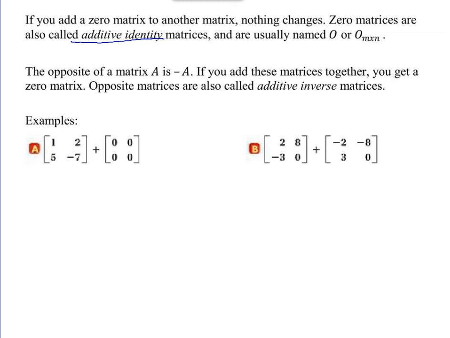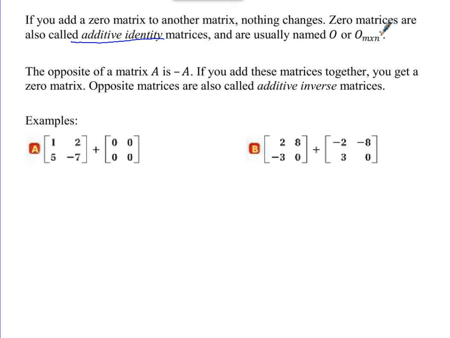Additive identity matrices, zero matrices, are usually named O, the letter O. The letter O is reserved for zero matrices. You might also see O with a subscript here. What's the subscript telling you? The dimensions. Yeah, the dimensions of the matrix. So you might see O with 3 by 4, telling you that it's a zero matrix with dimensions 3 by 4. Okay? But the letter O is reserved for zero matrices.